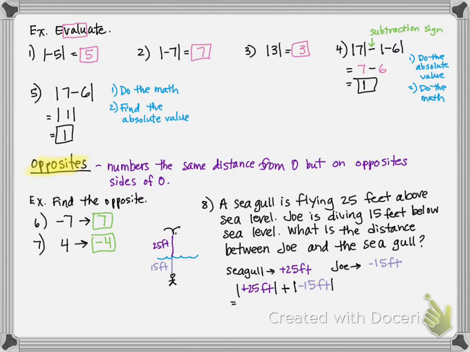So we take their absolute values. So we get 25 feet. That's how far 25 feet is from 0. And we're going to add to it 15 feet, because that's how far from 0 that guy is. And that's going to give me the magic answer of 40 feet. So we could conclude that Joe and the seagull are 40 feet apart. And there you have it.